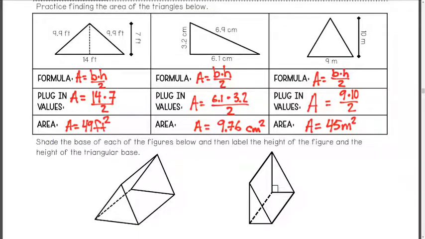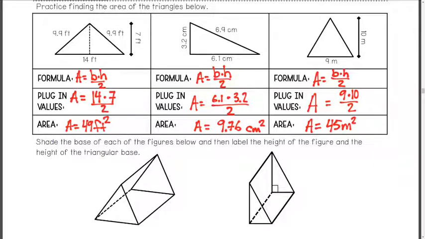Now in this next part, it says to shade the base of each figure below and then label the height of the figure and the height of the triangular base. So we've got to name the height here, but first off let's shade the base of each figure.